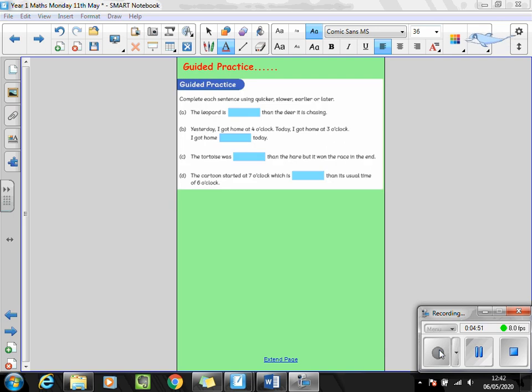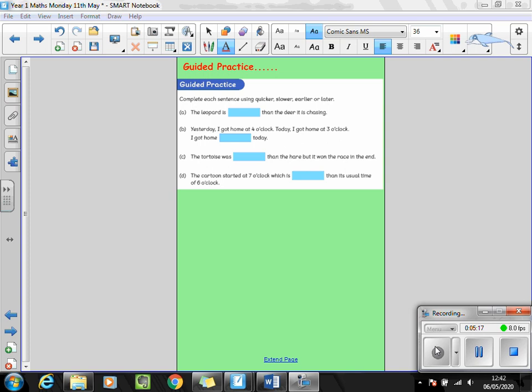Now some guided practice for you to talk through with your learning partner. You've been given 4 sentences and each sentence has a word missing. Can you talk about which one of those 4 words you might put in each of those sentences? Remember, you can use the word quicker, slower, earlier, or later.